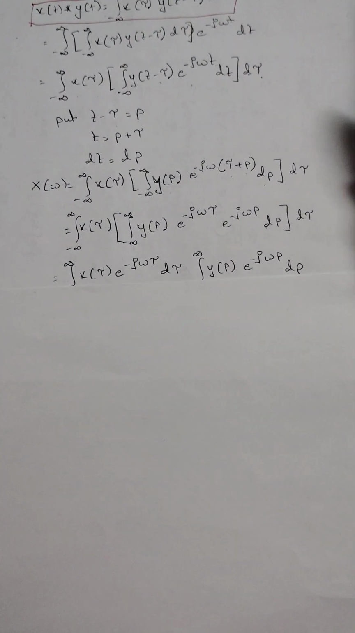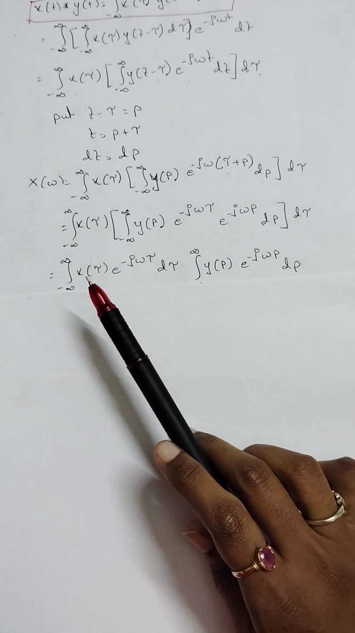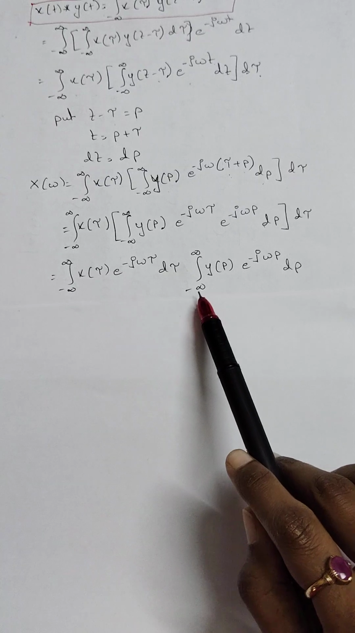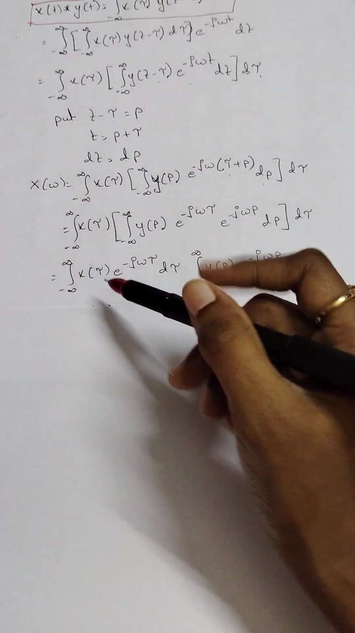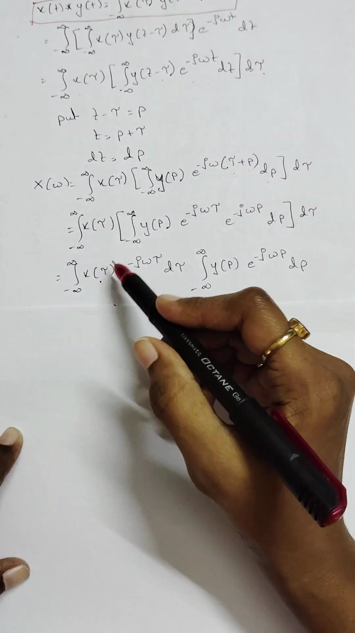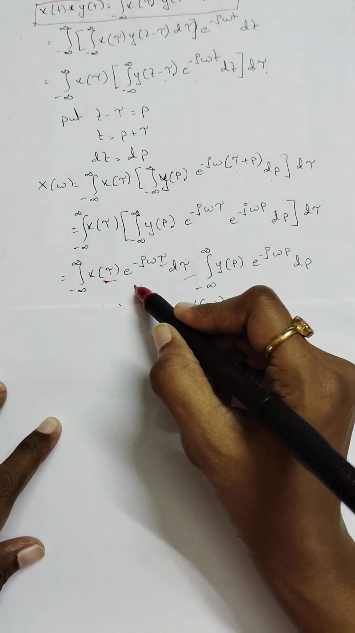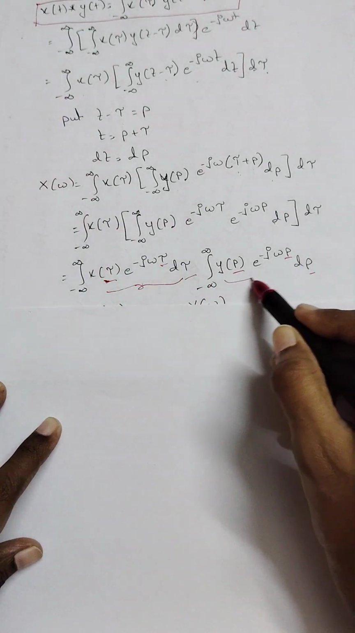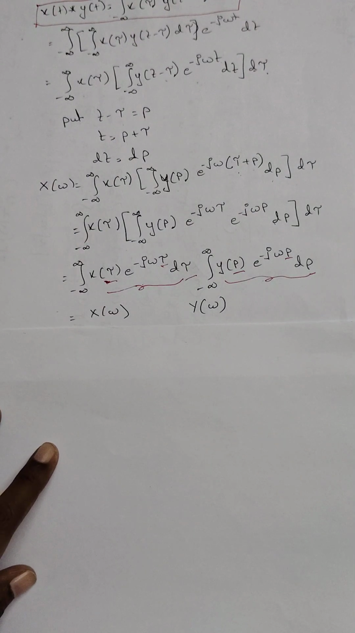Here you have to separate the tau terms and the p terms. That is integration from minus infinity to infinity of x of tau e power minus j omega tau d tau, into integration from minus infinity to infinity of y of p e power minus j omega p dp. So it satisfies the condition. What is the Fourier transform formula? The tau part is in the form of the Fourier transform, which is X of omega. The p part is also in the Fourier transform formula. So that is nothing but X of omega and Y of omega.